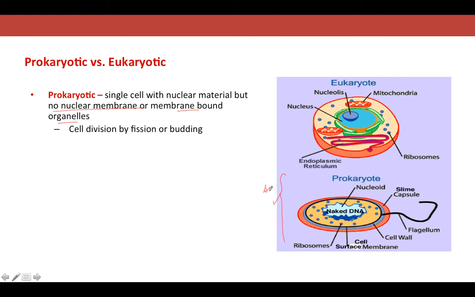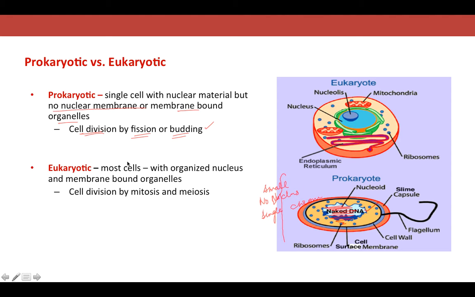So prokaryotic cell is a very small single cell that we have where there is no nucleus. The nuclear material that is there is just spread in it, and we have a naked DNA. It contains a single chromosome only. The membrane bound organelles are not there, and the cell division takes place either by fission or by budding. So fission or budding are the ways in which the cell can divide.